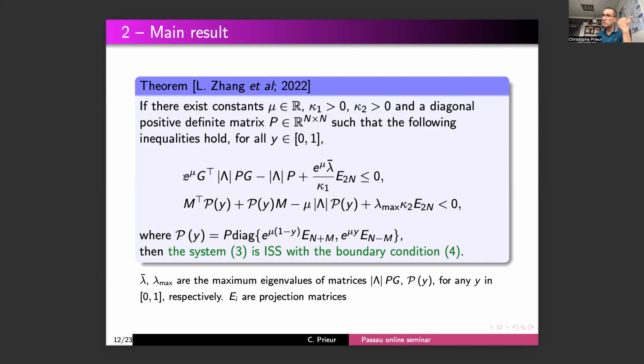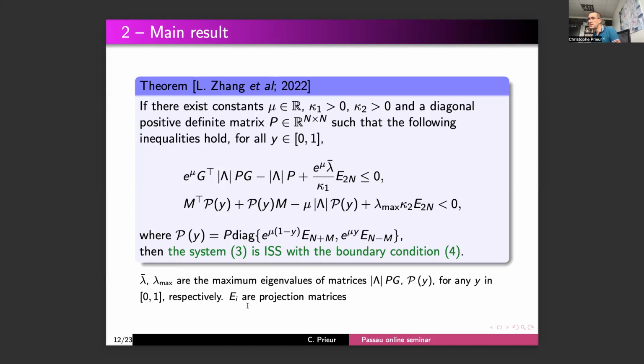So here you have one inequality. There is no y parameter, so this is just one inequality. And here there are as many inequalities as there are y, so there is an infinite number of inequalities to be satisfied, given by this equation. But anyway, under this assumption, we have that the previous system is input to state stable with the boundary conditions that I have described, in the presence of uncertainty in the source term and uncertainty in the boundary condition. Nice.